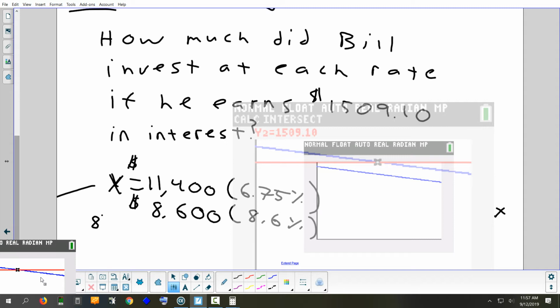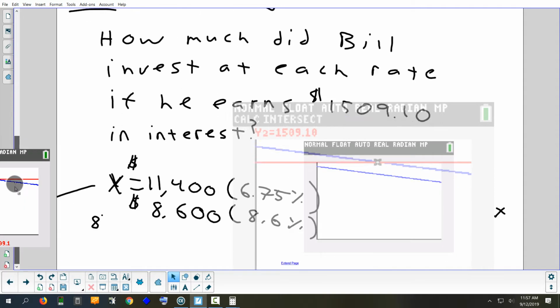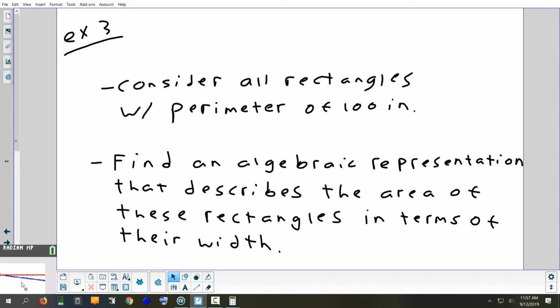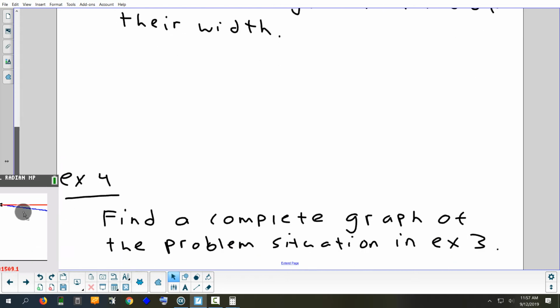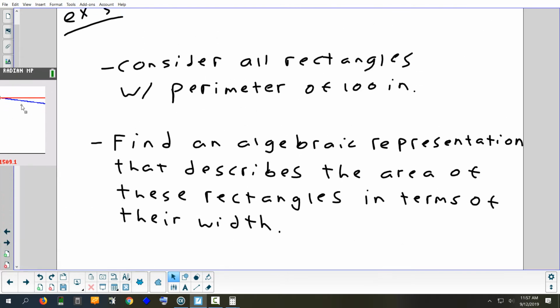Any question on that? So I equals PRT, that's your interest formula. If you needed that, I would give that to you on a test. And the last one, I think we've done a couple like this before. Actually, we did this exact homework problem. What was the shape that gave you the biggest area? Square. Yeah, it was a square. So we're not going to graph that again because we did that exact problem.